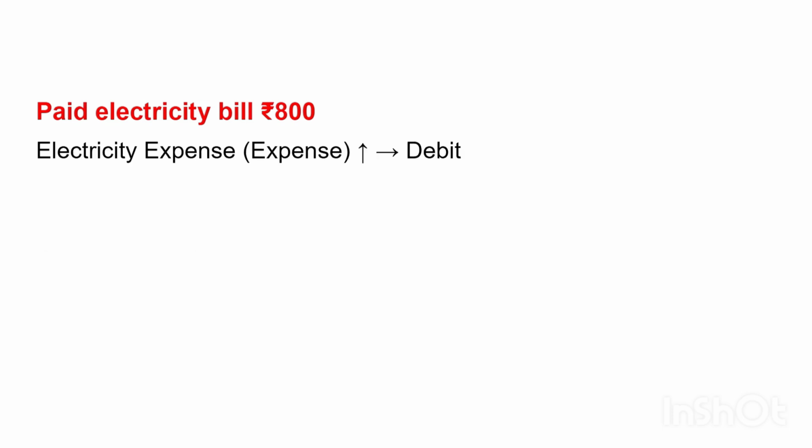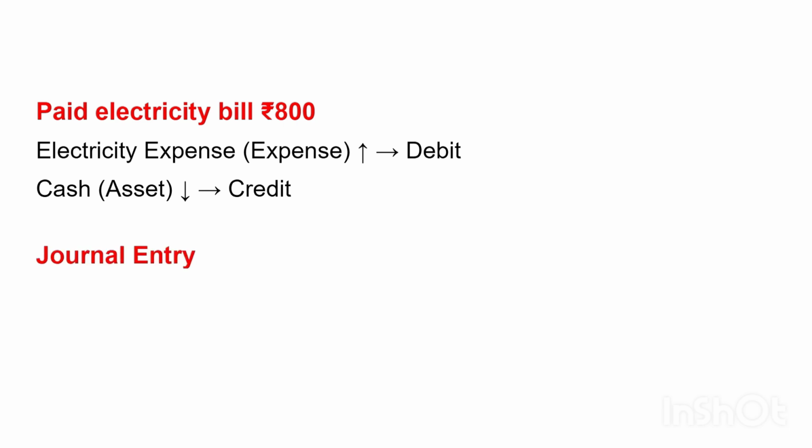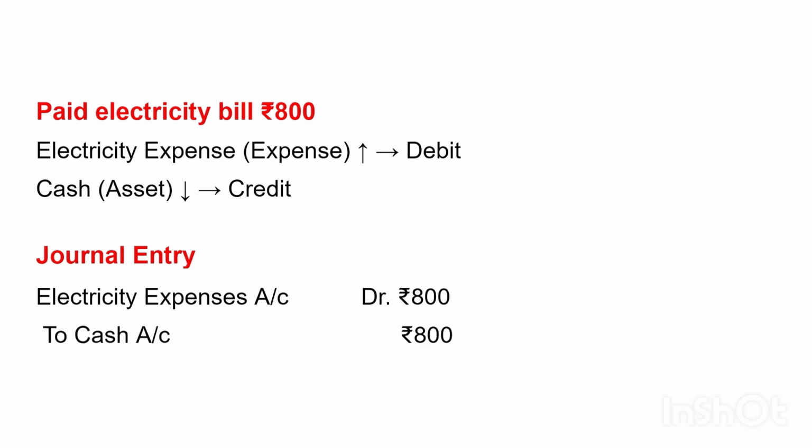Paid electricity bill rupees 800. Electricity expense increases, so it is debit. Cash is an asset and it decreases, so it is credit. And the journal entry: electricity expenses account debit rupees 800 to cash account rupees 800. Narration: being paid electricity bill.